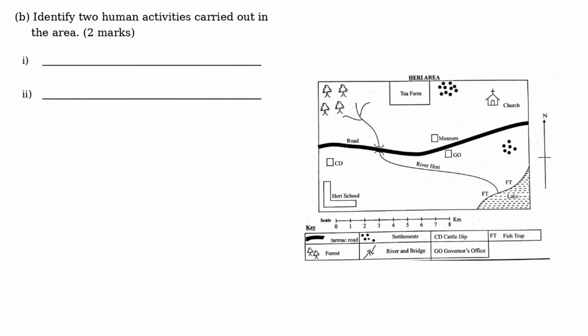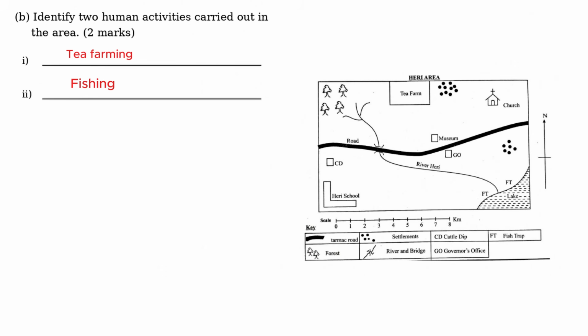Then question 21B. Identify 2 human activities carried out in the area. Now you can say any 2, but I see very many. Here I see tea farming. Do you see tea farming? We have fishing because we have a river. And you can also say cattle keeping.